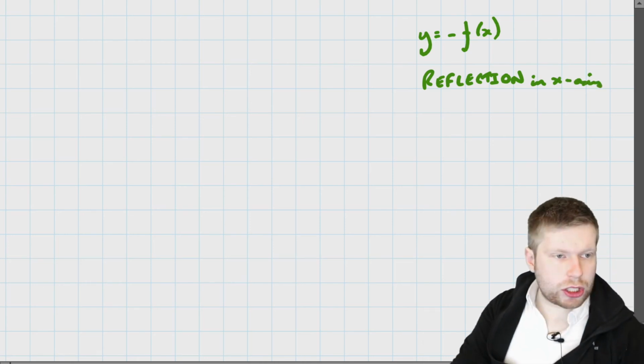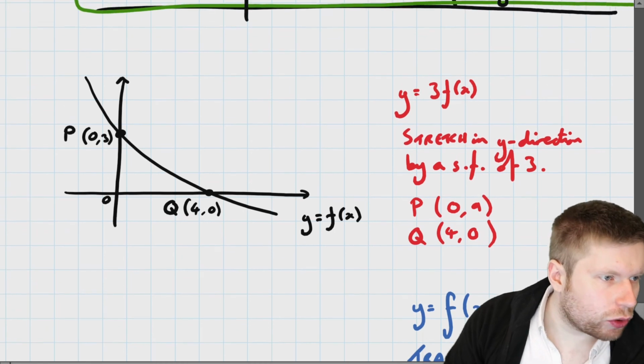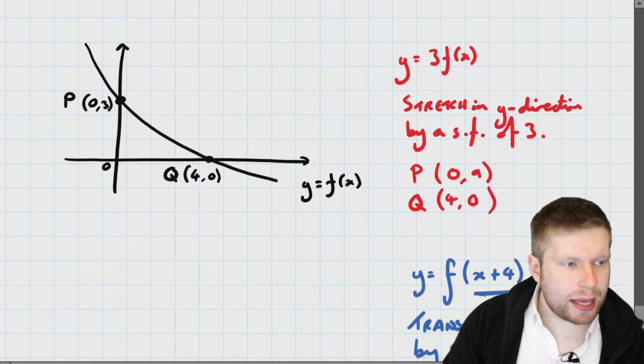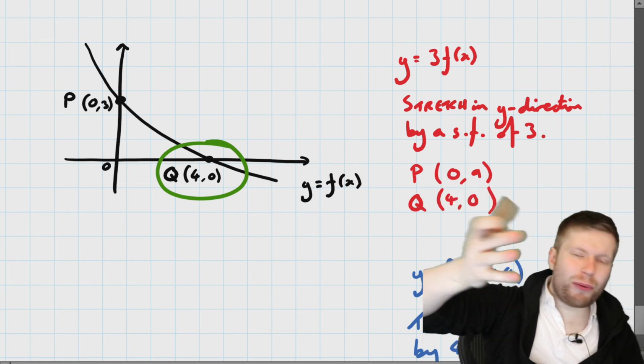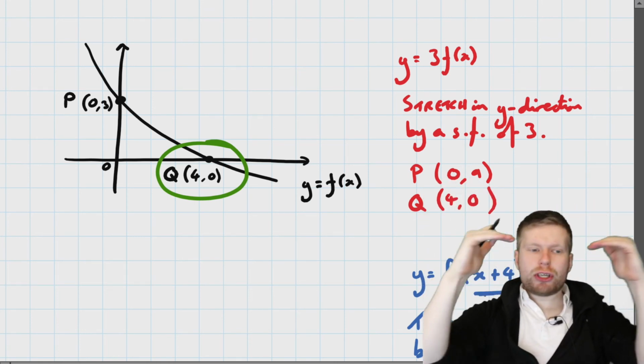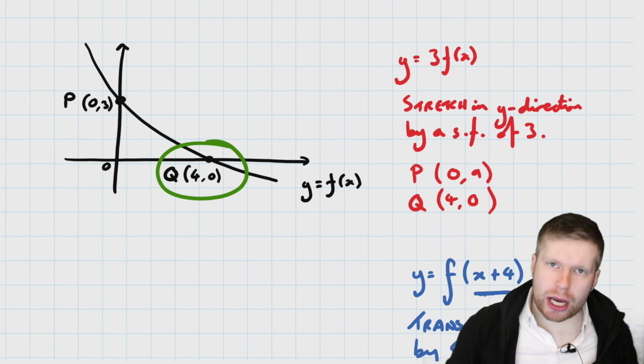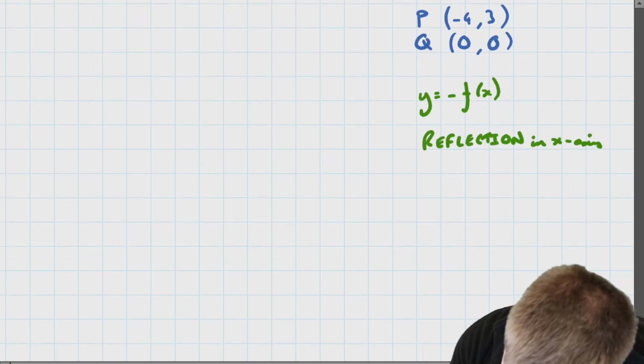Okay, so because it's a reflection in the x-axis, let's come up to our original graph. It basically means that Q won't change, because if I reflect Q in the x-axis, as it's literally sitting on the x-axis, it's not going to change at all. So Q is going to remain at 4, 0.